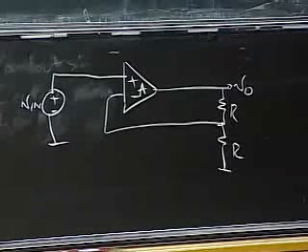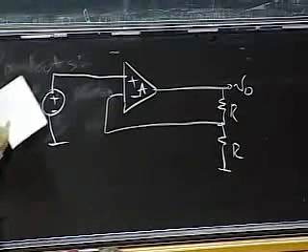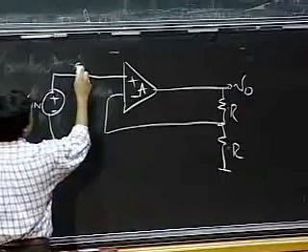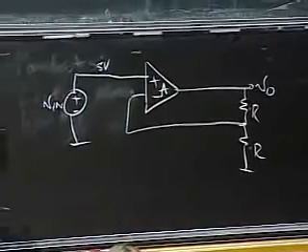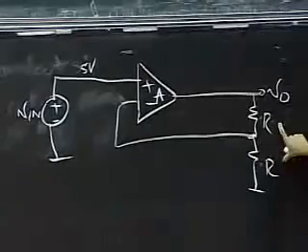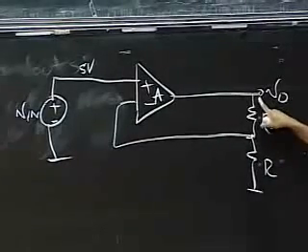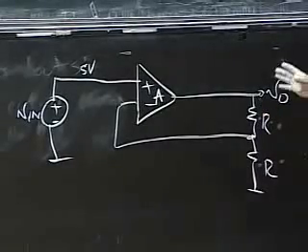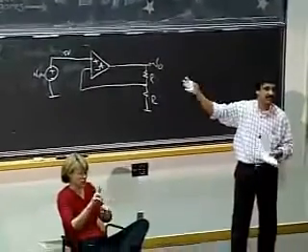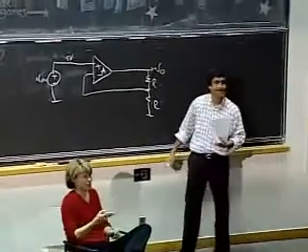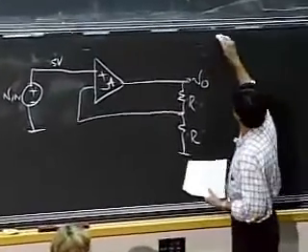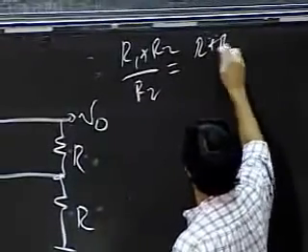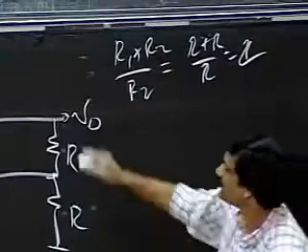Let me see if I can give you some intuition. Let's say this is my circuit, and this is R and this is R. As an example, let's assume that the input Vin is 5 volts. If R and R are equal, what should the output be? It's R1 plus R2 divided by R2, so 2R divided by R, so my amplifier has a gain of 2. So this will be 10 volts.